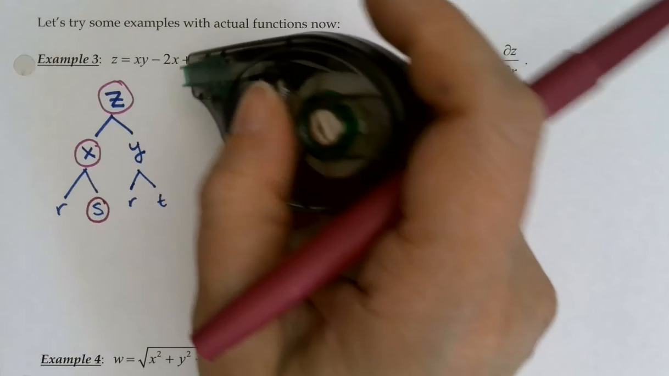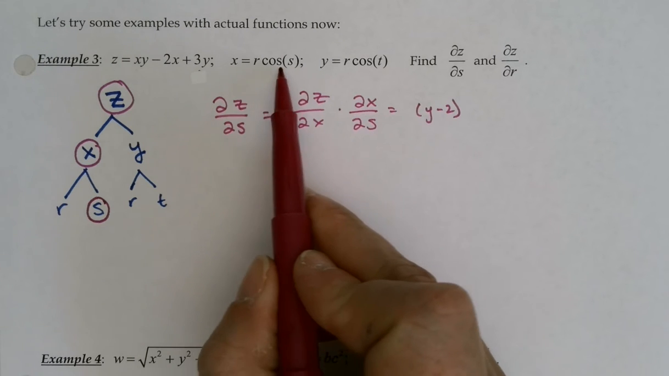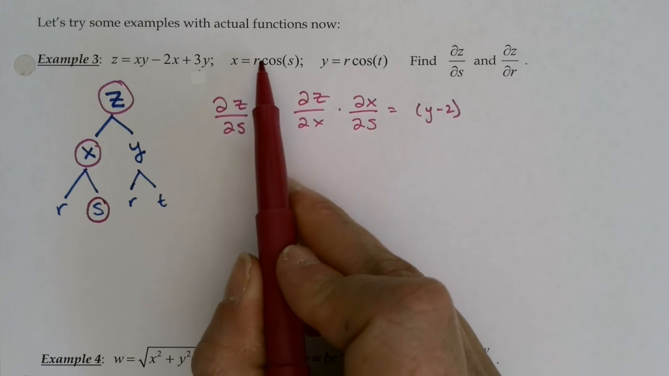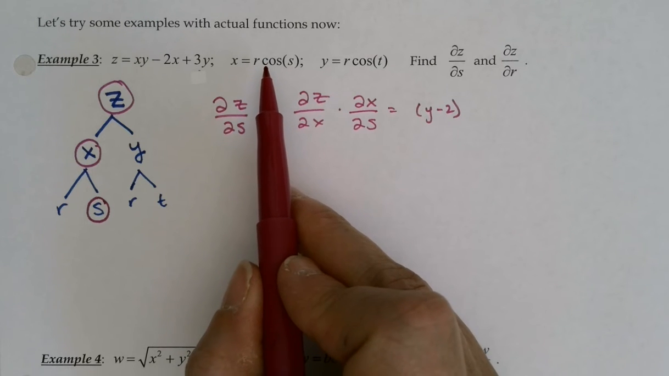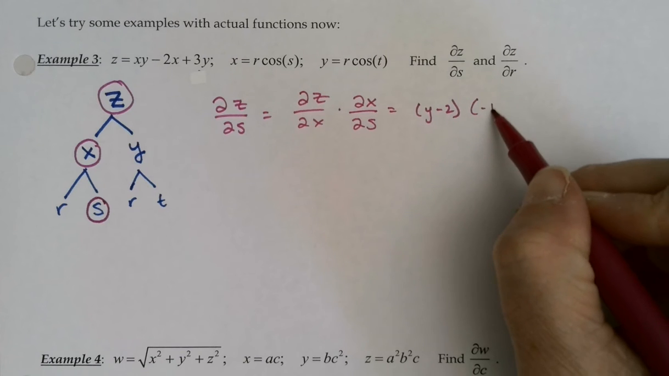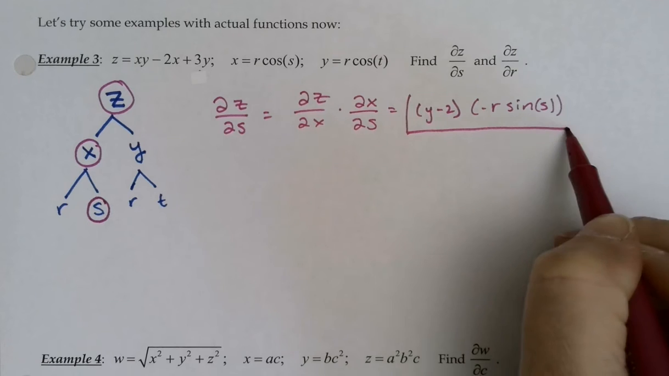All right, now what about the derivative of x with respect to s? So pretend that the r is constant here, it's just a number. And so the derivative of that would be derivative of cosine, which is negative sine. So this would be negative r sine of s. And there you have it.